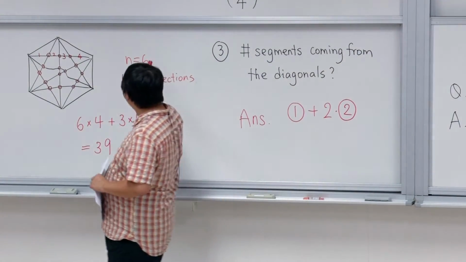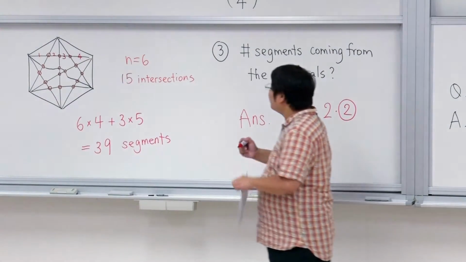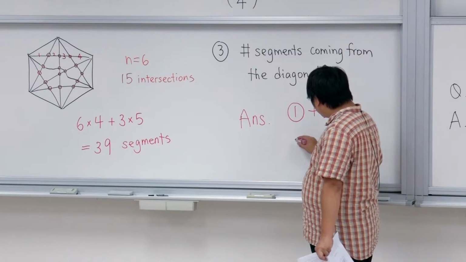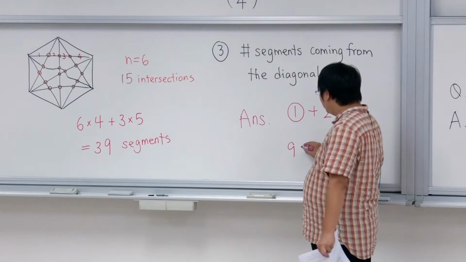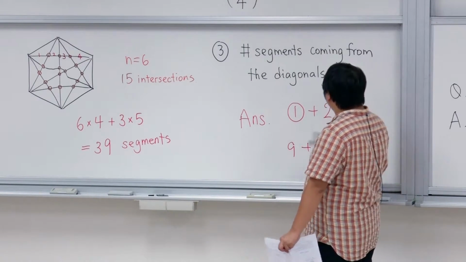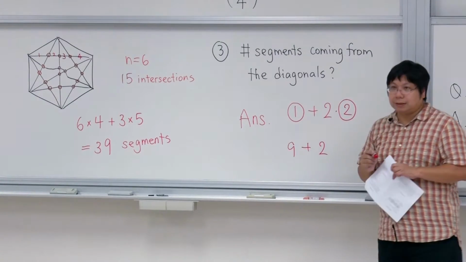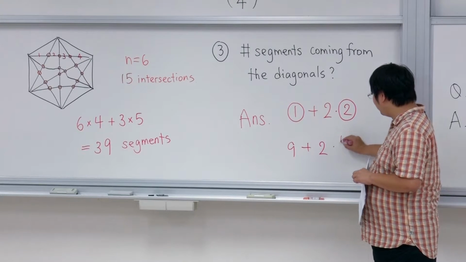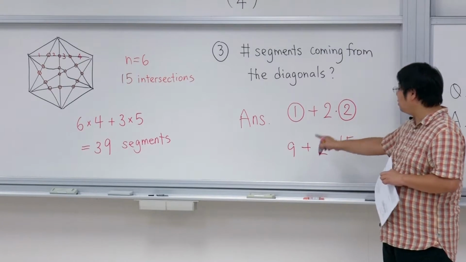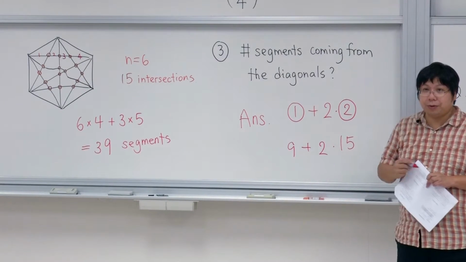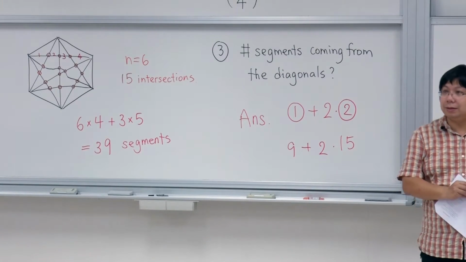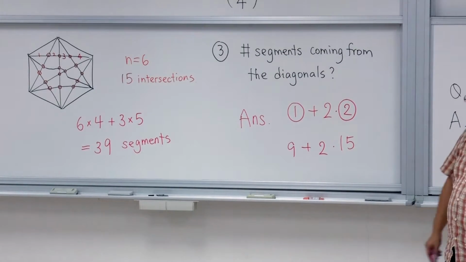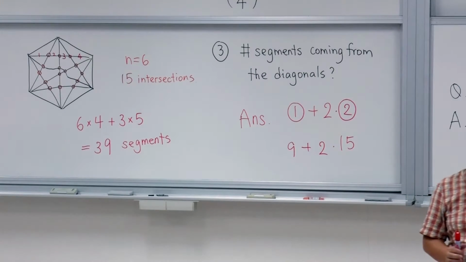Okay, for n is equal to 6, how many diagonals? There are 9 diagonals. And how many intersections are there? 6 choose 4 intersections. 6 choose 4 is 15. So 9 plus 2 times 15 is equal to 39. Okay, this is correct. Now, explain. Yeah, we need an explanation.